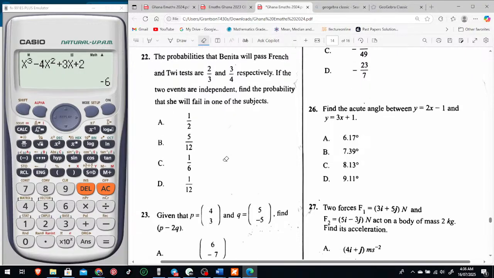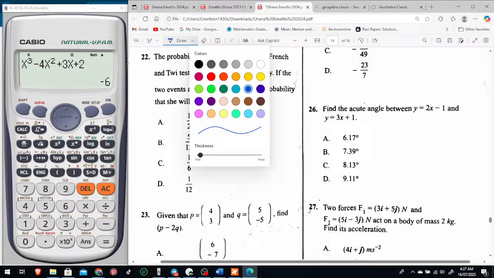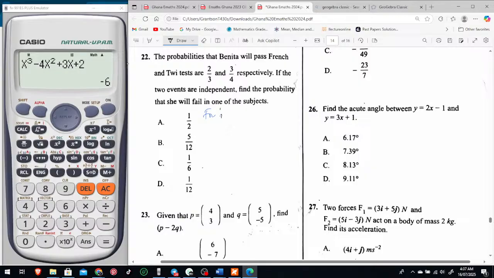The next one says find the probability that Benita will pass French in 3 tests. And these, if the 2 events are independent, find the probability that she will fail in one of the subjects. So for independent events, what happens? For independent events, that one is like Venn diagram.